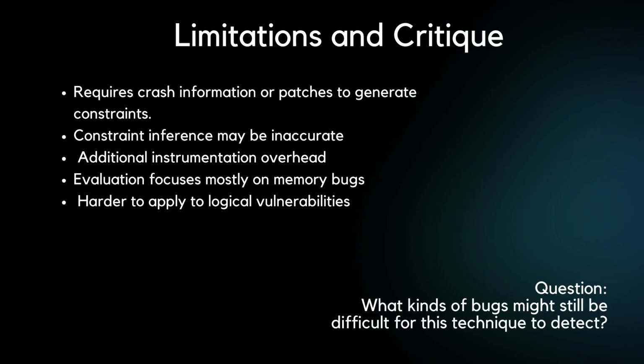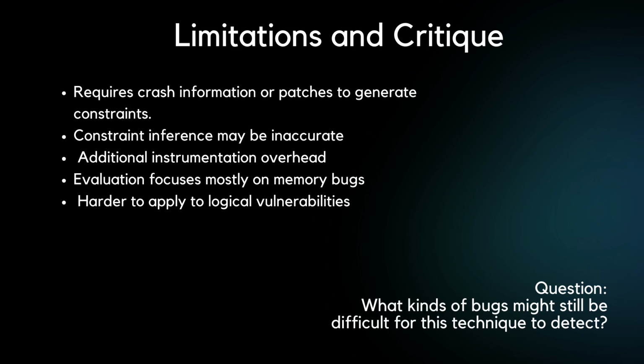First, the system requires crash information or code patches to generate the constraints. This means that it may not be entirely useful when no information about the bug is available. Second is that the constraint inference may be inaccurate, which can misguide the fuzzing process. Third, the additional instrumentation introduces some runtime overhead.